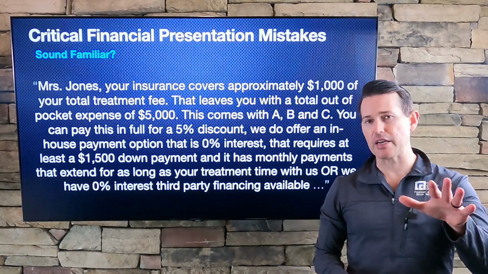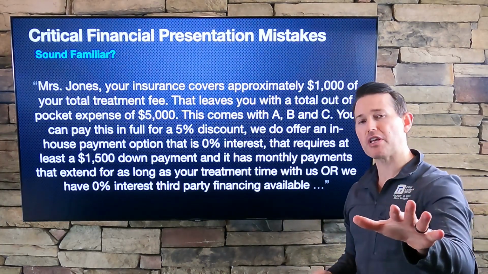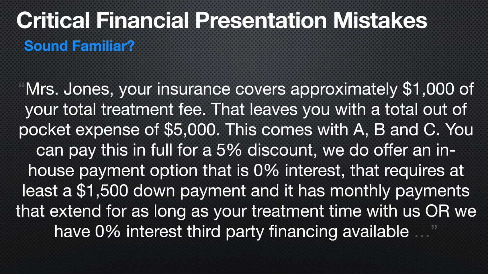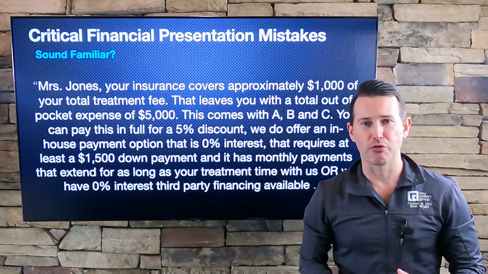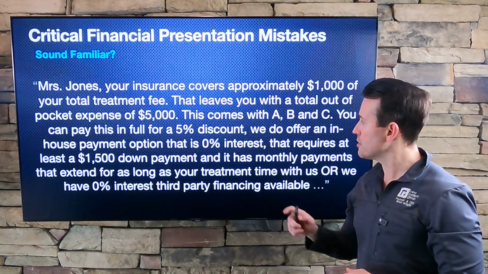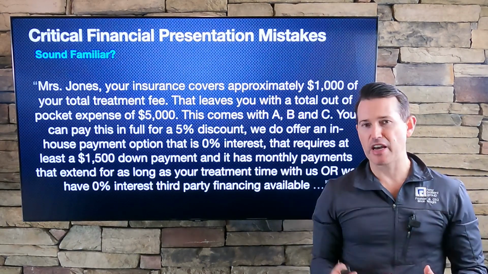Let's read this and be honest, is this you? Obviously it may not be word for word, but it's probably pretty close to what you do inside the TC room. Mrs. Jones, your insurance covers approximately $1,000 of your total treatment fee. That leaves you with a total out-of-pocket expense of about $5,000. This comes with A, B, and C. You have your chart out, your itemized list, and you're going through things. If you're an orthodontic practice, as an example, that may come with an Invisalign treatment, 18 months, a set of retainers, whatever else, and you're going down your list.